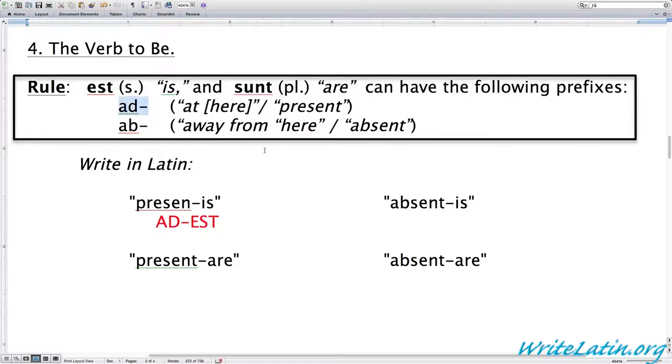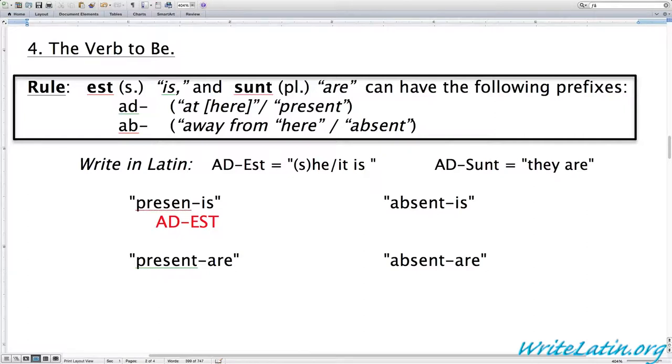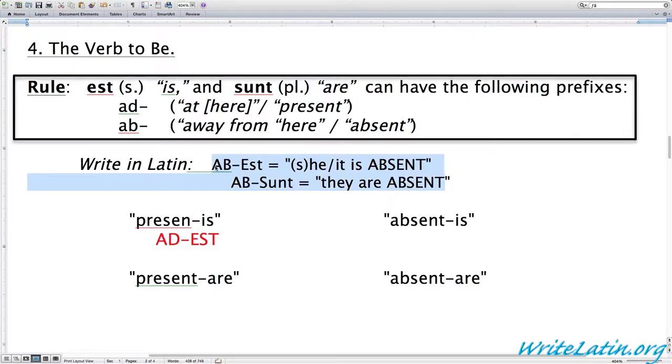However, we can make certain compounds of these by adding on the prefixes ad for presence or ab for absence before it. Let's give some examples. Est would equal he, she, or it is. Sunt would equal they are. But if we put ad before any one of those, then it means he, she, or it is present, and they are present. Same thing, if we put ab, then it becomes absent. So why don't you attempt these 3 below? You stop the video for a second, and then I'll put up the answers.